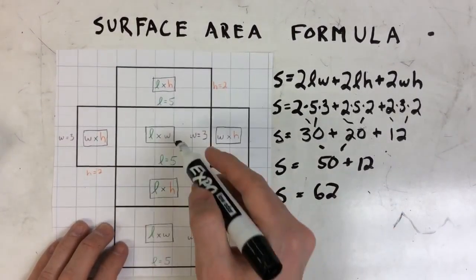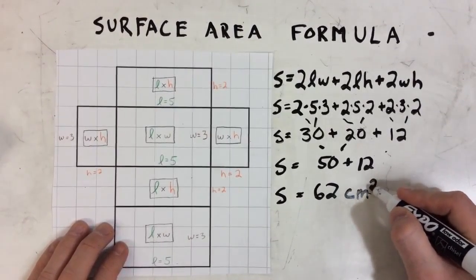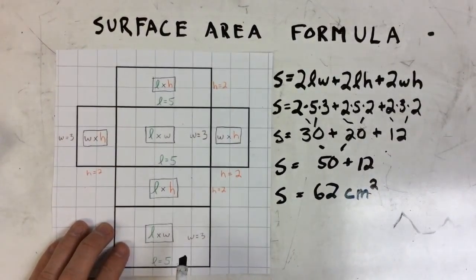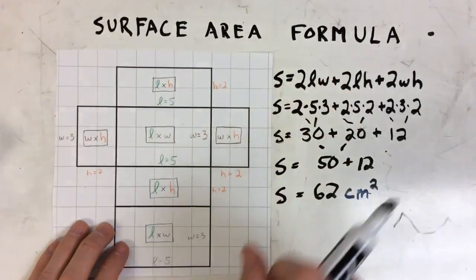And these are all in centimeters, which should have been mentioned before. So we get square centimeters. So there you have it. The surface area of a rectangular prism using a formula.